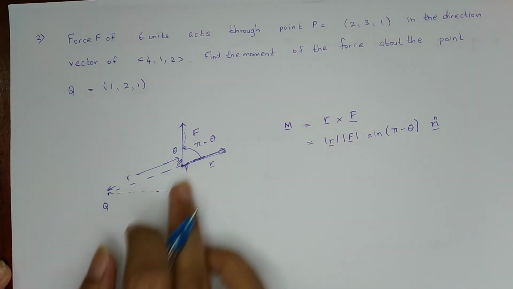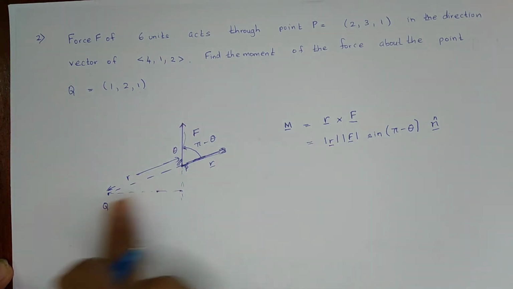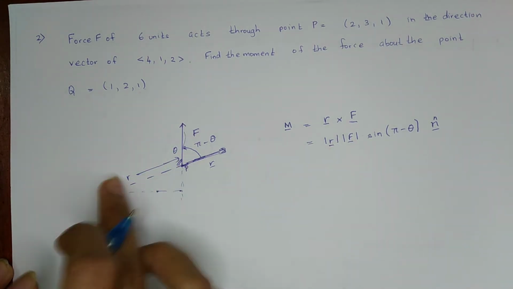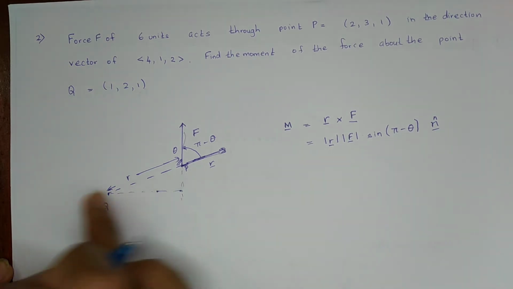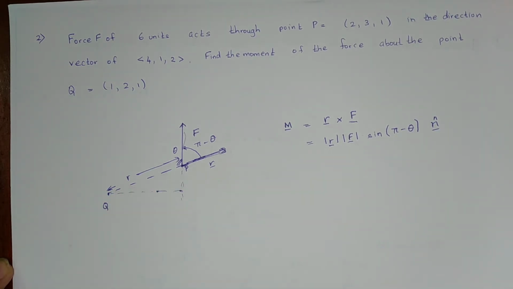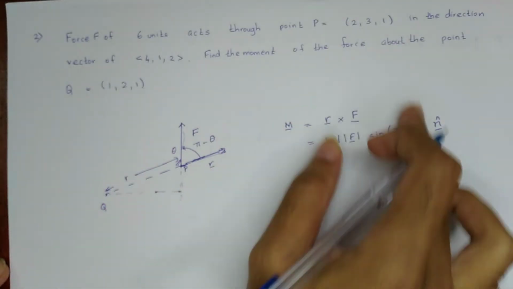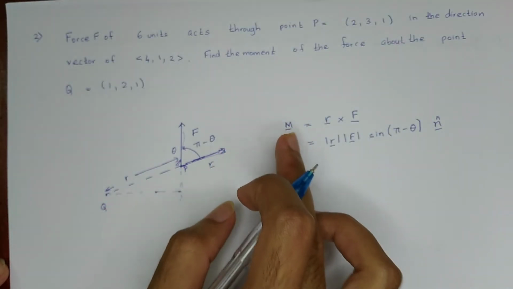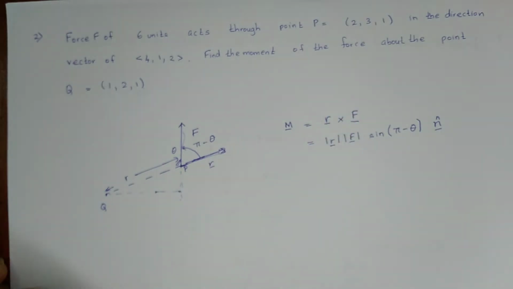If you find this, it's going to be equal to F into R. And if you calculate this, it's going to be r into sine of pi minus theta, which equals r sine theta. You can easily prove this. So this is the vector notation: moment is equal to r cross product with F.